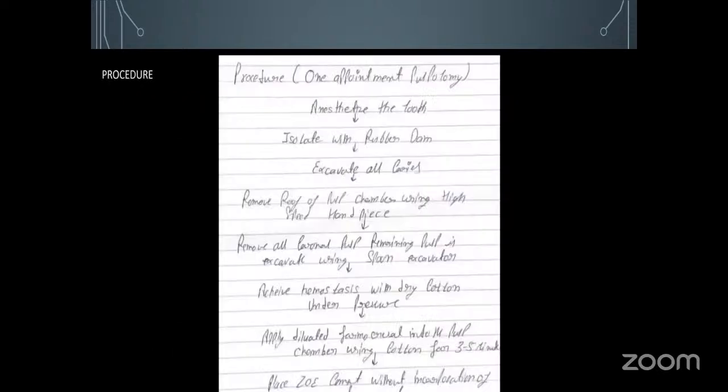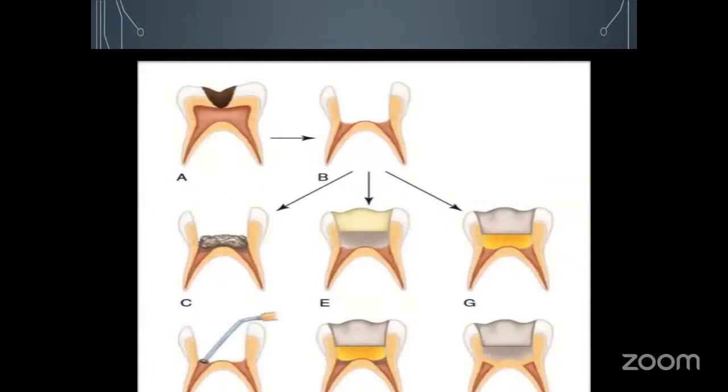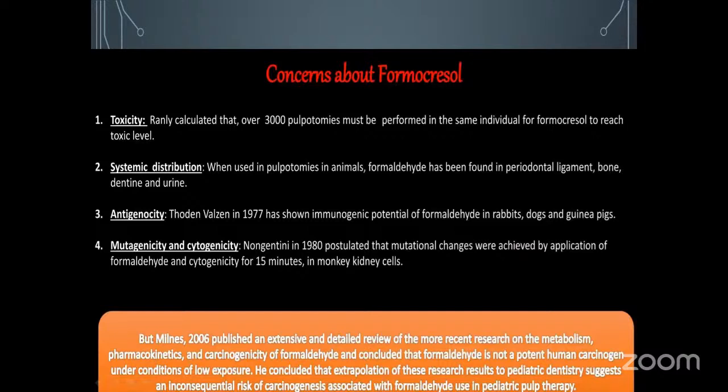So you can see in this image, the coronal pulp is removed in the first image. After that, we will be placing a cotton pellet immersed in the formocresol and we'll be leaving the patient, right? So what are the concerns with formocresol? This is again another question. What is the disadvantage of formocresol pulpotomy? It is considered a toxic substance. It has toxicity.